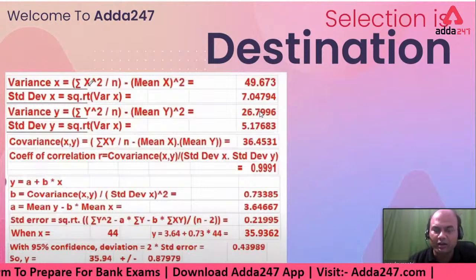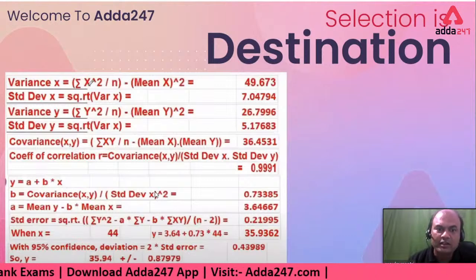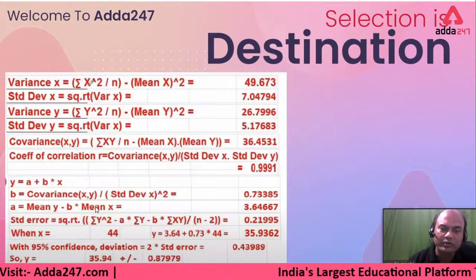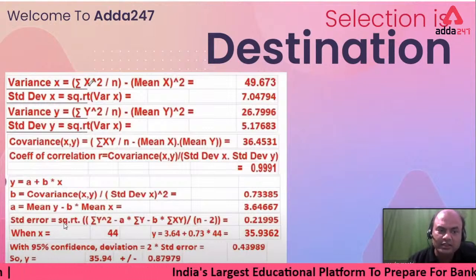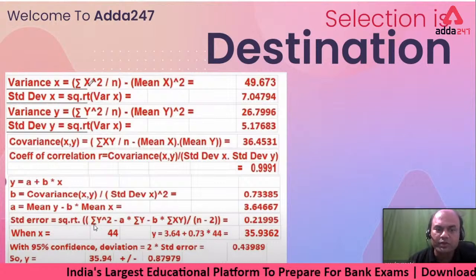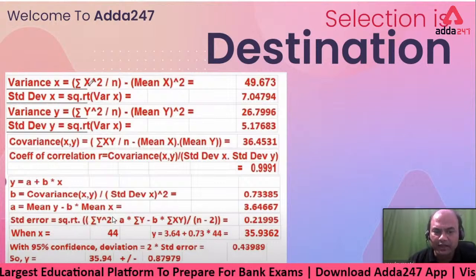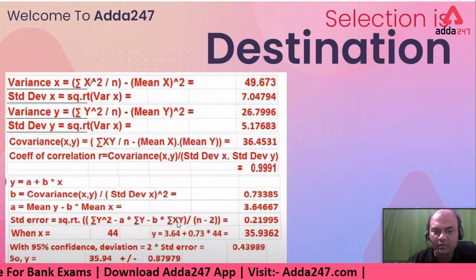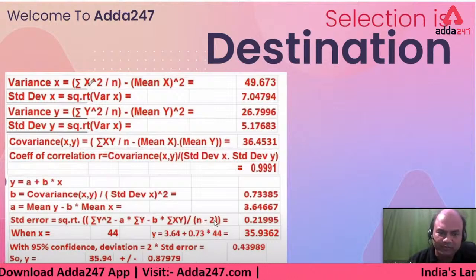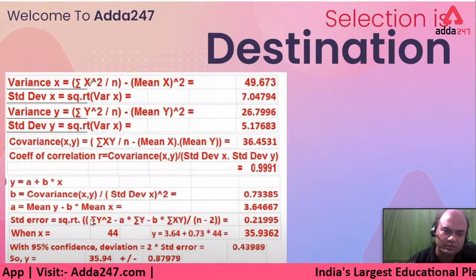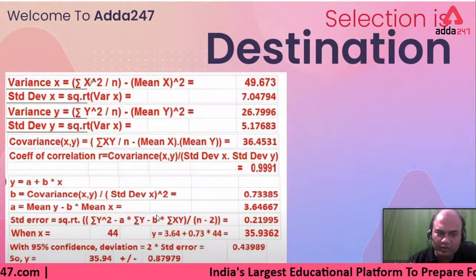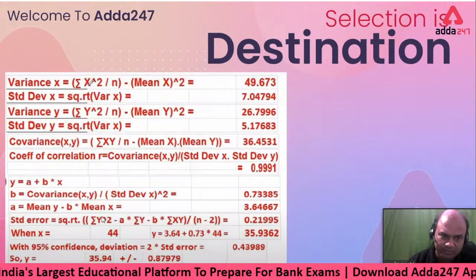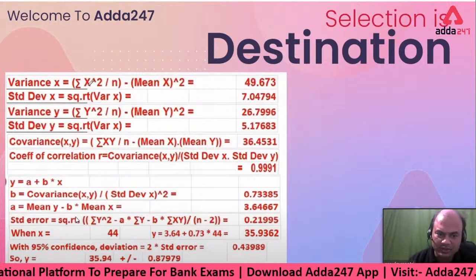Compute the standard error. So what is the formula for standard error? Yesterday we had seen it. You can directly write down standard error equals the square root of summation y square minus a into summation y minus b into summation xy, the whole upon n minus 2. Now there is also another formula for standard error, standard deviation upon root of n, but don't use this over here.